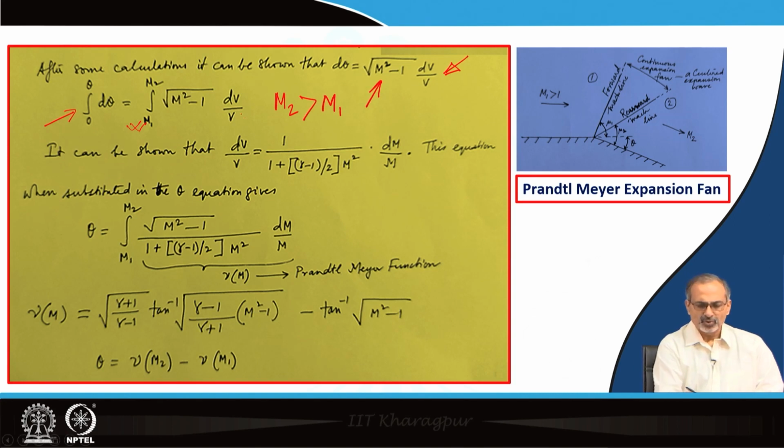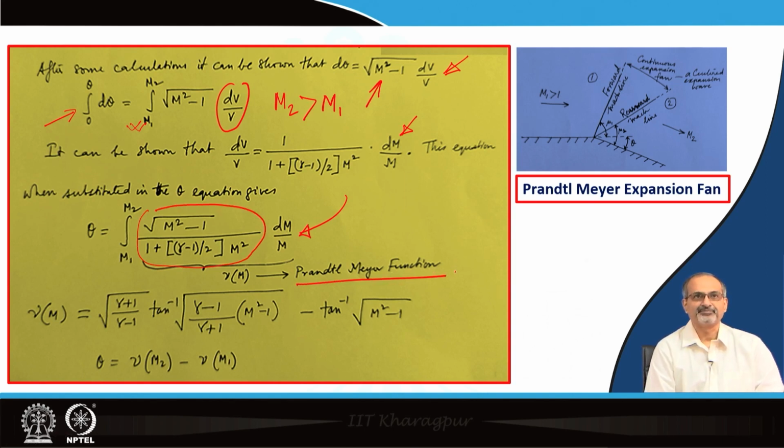And you can show that this expression over here can be further written in terms of Mach number using a relation like this. When that is plugged into the integral, then the integral involves an integrand which is given here, and that is called the Prandtl-Meyer function, which can be further represented in a form like this. The theta incidentally is nothing but the difference of the Prandtl-Meyer function for the two Mach numbers M2 and M1 respectively.